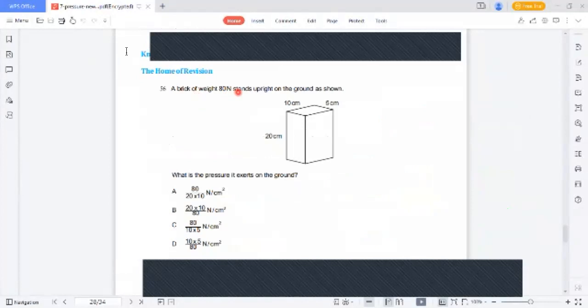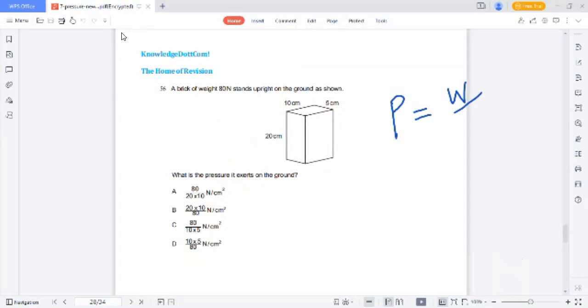A brick of weight 80 newtons stands upright on the ground. This is the height, which is 20. This is the width, which is 10. This is the length, 5 centimeter. What is the pressure it exerts on the ground? Pressure is weight per unit area. Weight is 80 newtons. Area is 10 times 5. So you can see 80 over 20 times 10 is wrong. 20 times 10 is incorrect. So our option is C.